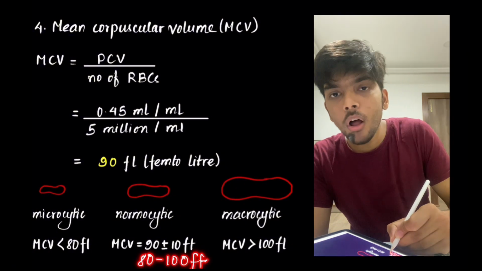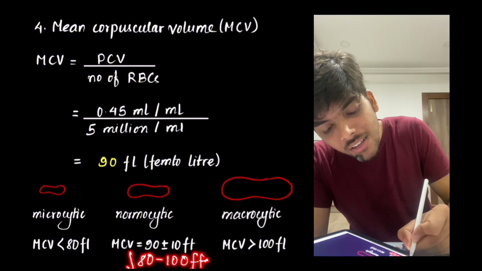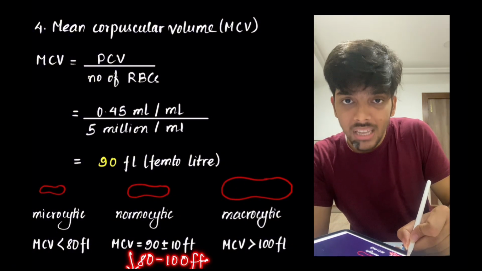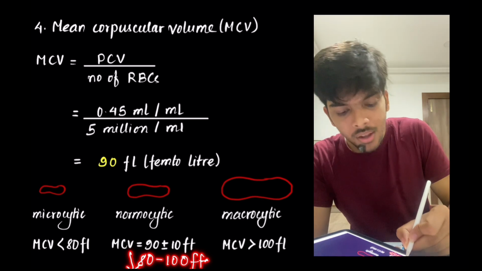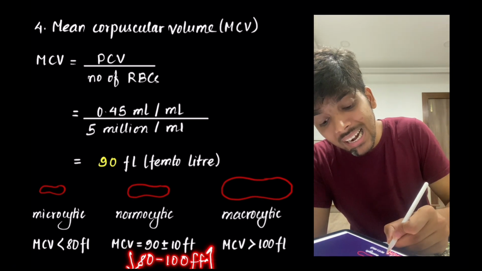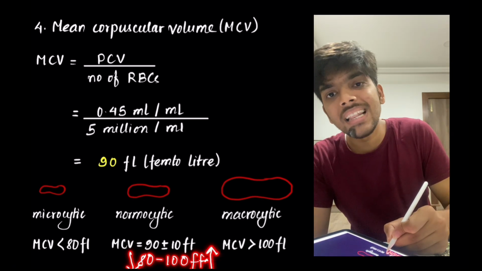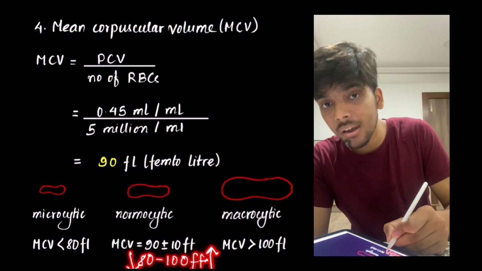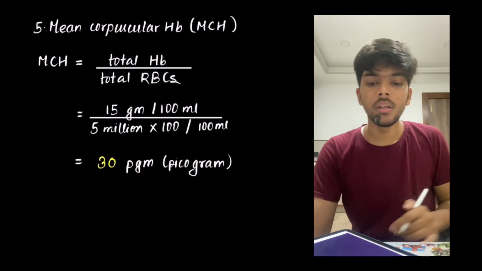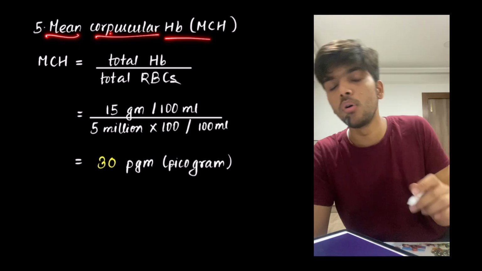But if the volume of the RBC is less than 80 femtoliter, it is smaller than normal, it is microcytic. But if the volume of the RBC is greater than 100 femtoliter, it is larger than normal, it is macrocytic. Next, mean corpuscular hemoglobin.